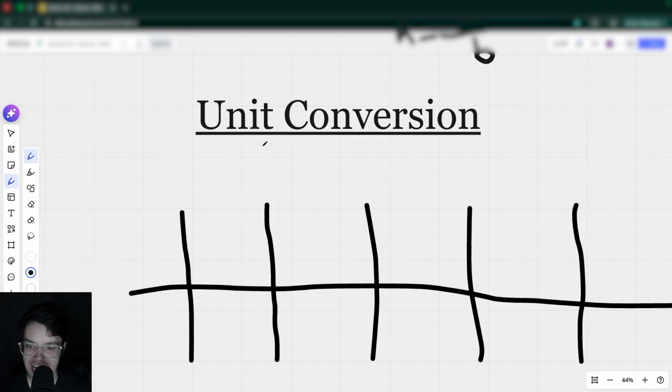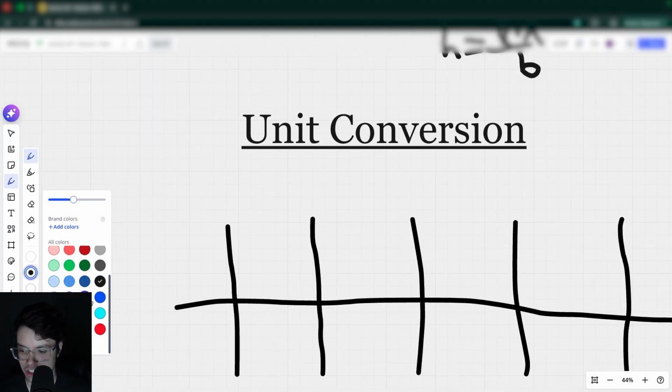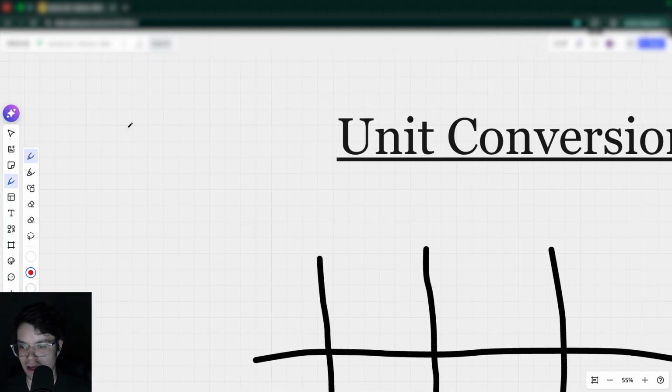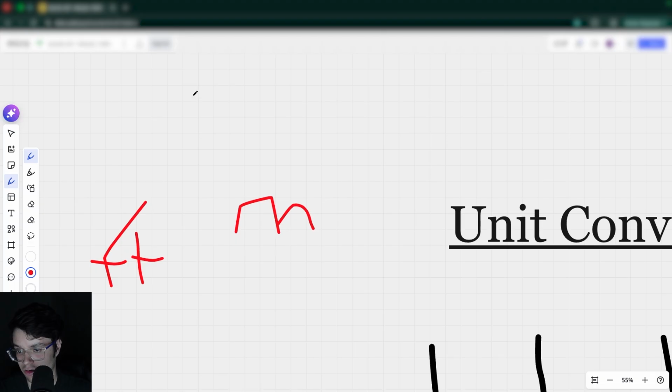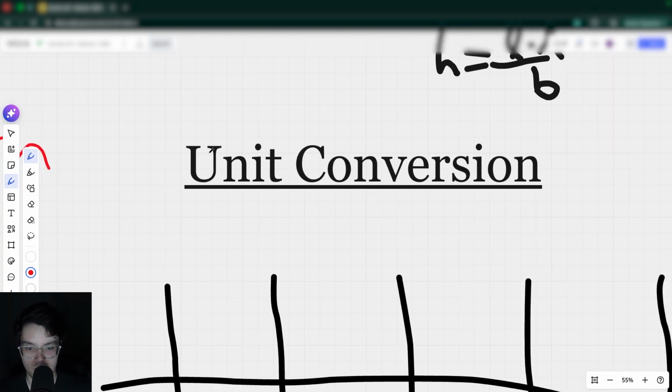When I say unit conversion, I mean SAT problems in the math section where you get some kind of unit, like meters, feet, potentially even degrees or radians, and you're trying to convert it to some other unit, like going from feet to miles, kilometers to miles, meters to feet, that kind of stuff. So how do you do problems like this?